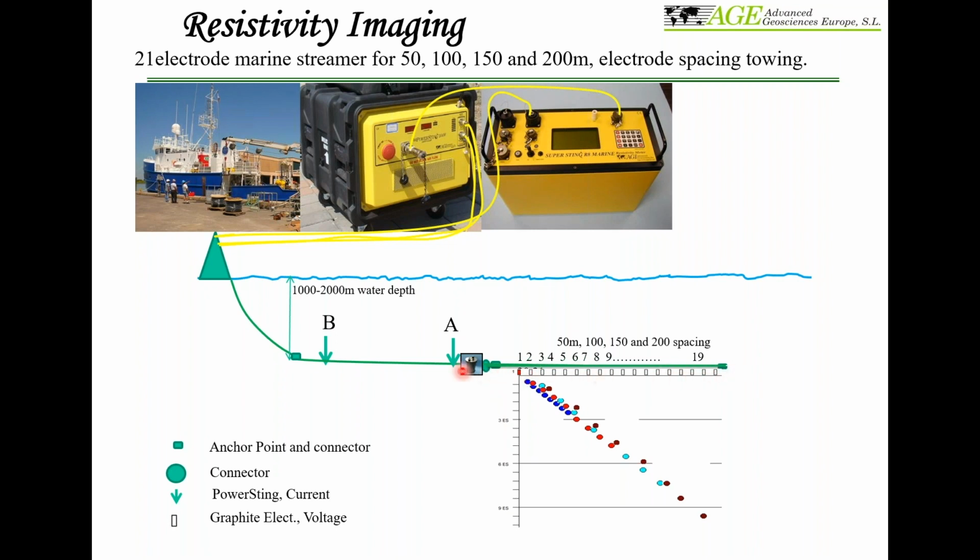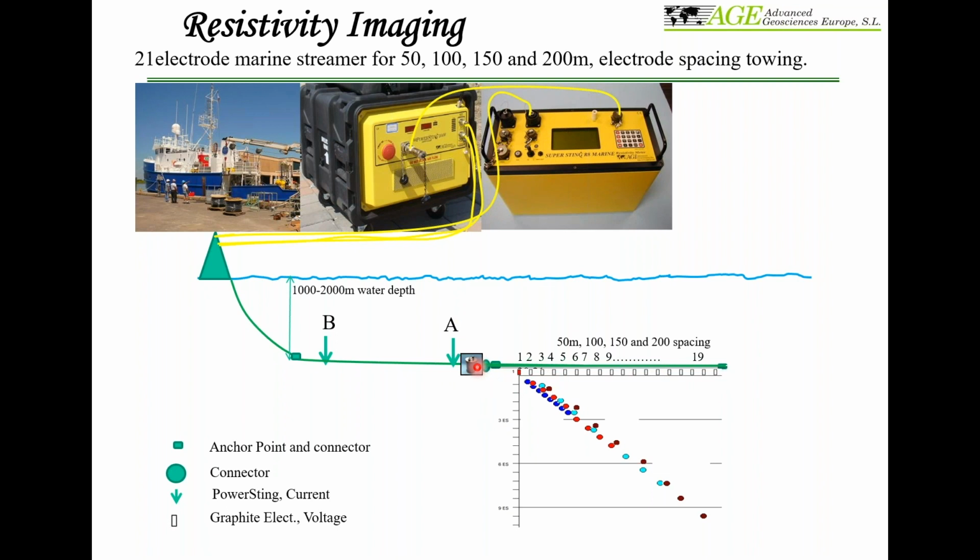The multi-electrode cable can be like a multi-streamer, for example 56 electrodes. In this case, if you want to do a deep study with PowerSting and SuperSting on the boat, I can put all the cables, like a 1,000 meter lead-in or 2,000 meter lead-in, and another long cable on the bottom. Or I can leave PowerSting on the boat and put SuperSting here on the bottom.